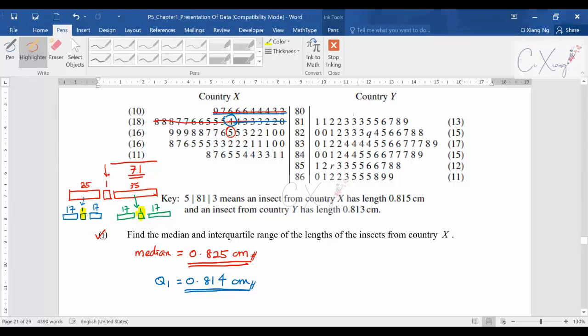So this median is what number? After the median, you count the 18th number. So this is your median, right? So you cancel off 17. 1, 2, 3, 4, 5, 6, 7, 8, 9, 10, 11, 12, 13, 14, 15, 16, 17, and then my 18 is this one. So from here, I know that my Q3 should be equal to 0.833.